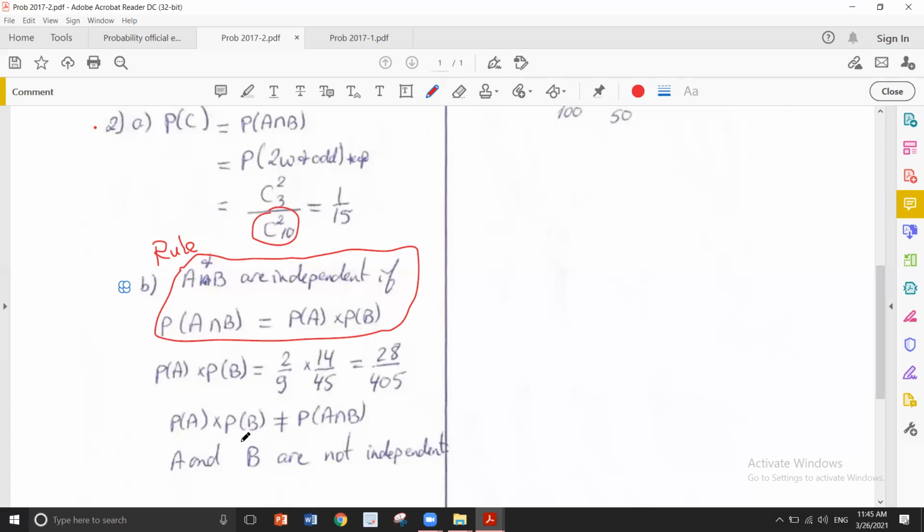Any questions about part B? If A and B are not independent, then the probability of A intersection B is P(A) times P(B) times P(A union B). No. What is the probability that A intersection B rule? We have two rules for A intersection B. Probability that A intersection B is equal to what?